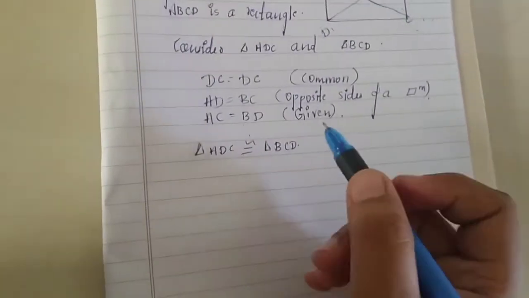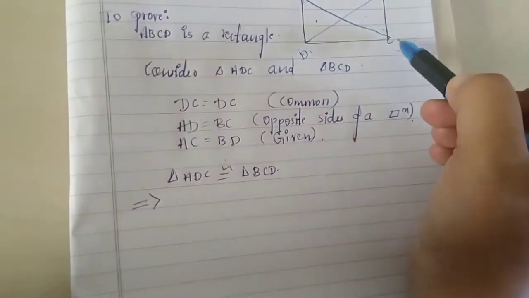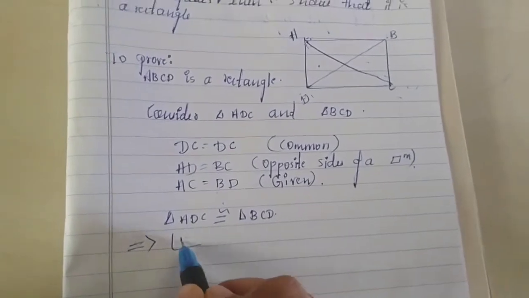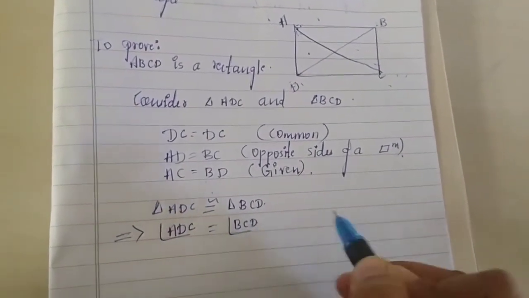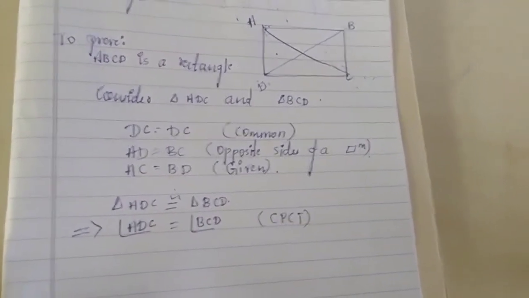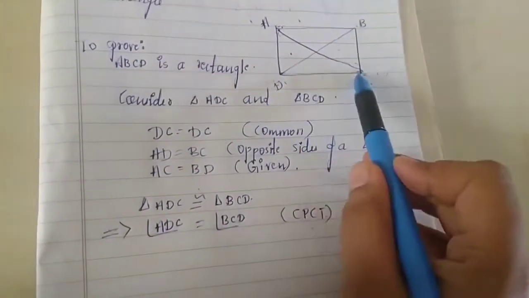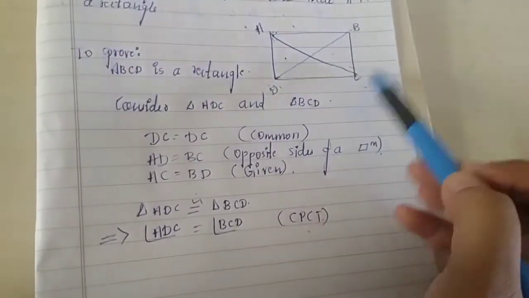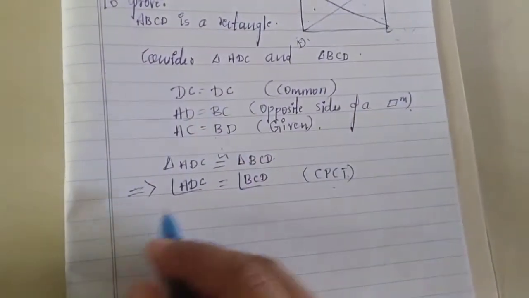Okay, so after that, this implies angle ADC is equal to angle BCD, right? So now I am going to write here angle ADC is equal to angle BCD. Why? Because according to the rule, that is CPCT, corresponding parts of congruent triangles are always equal, right? So now this is nothing but the corresponding angle of these two triangles. So therefore ADC is equal to BCD.